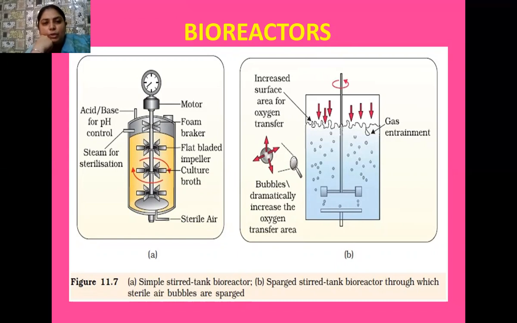So when we turn on this motor, the agitator keeps on revolving, and as a result, in the culture or the broth medium, bubbles of air come out, and in this way aerobic conditions are created in the bioreactor. Here, students, you can see the increased surface area for oxygen transfer in the second type of bioreactor. Bubbles dramatically increase the oxygen transfer area. So the host cells receive aerobic conditions and show maximum growth, and so does the growth of our desired product.